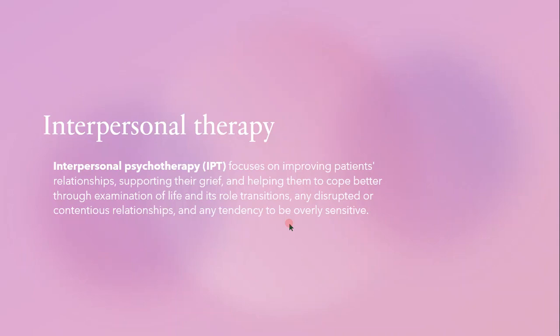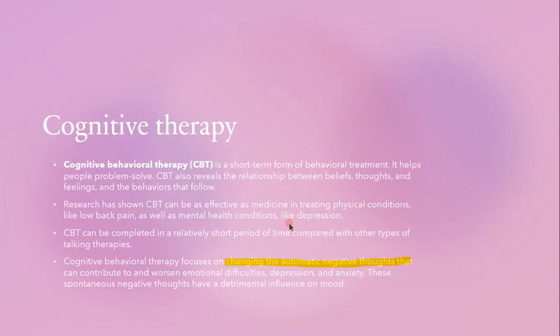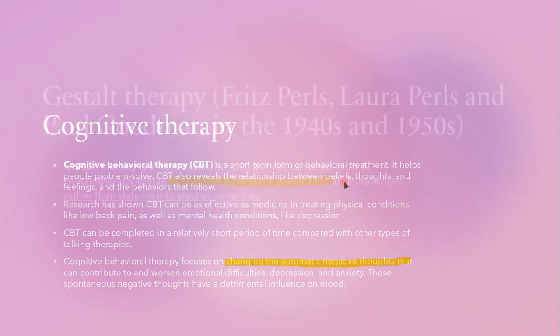So interpersonal therapy, or interpersonal psychotherapy, IPT, focuses on improving patients' relationships, supporting their grief, and helping them to cope better through examination of life and its role transitions, any disrupted or contentious relationships, and any tendency to be overly sensitive. Cognitive therapy, CBT, is changing the automatic negative thoughts that you have. That's all cognitive therapy is. You can read through all that if you want more context.